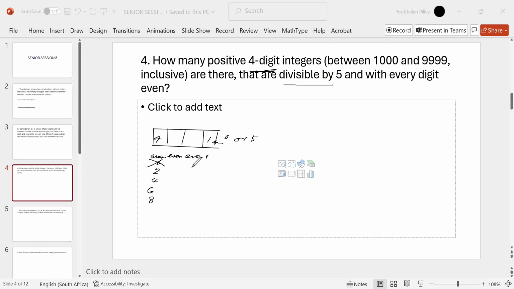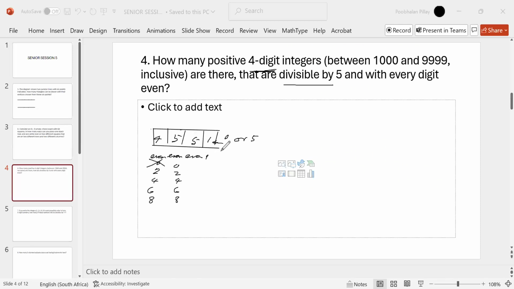And this one here, again, it must be even. You can put 2, 4, 6, 8. Are you allowed to put 0? Yes, of course you can put a 0 here. Right? It will still be a 4-digit number. So you're allowed to put 0 here. So there are 5 ways in which you can fill the second box. Likewise, there are 5 ways, for exactly the same reason, in which you can fill in the third box.